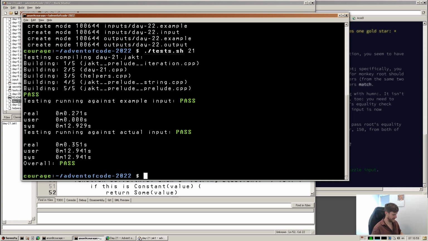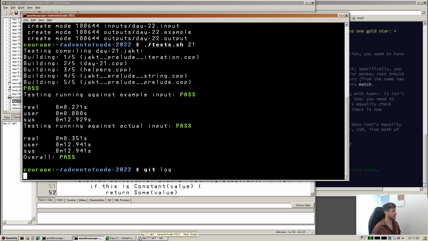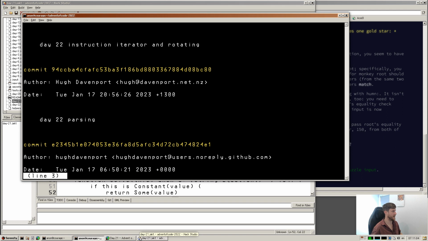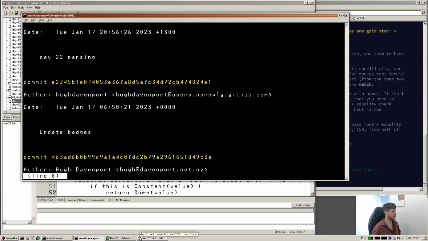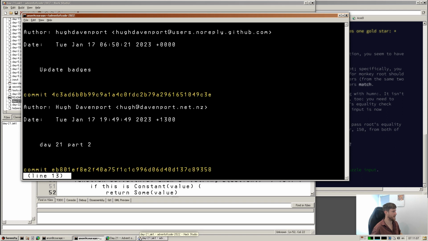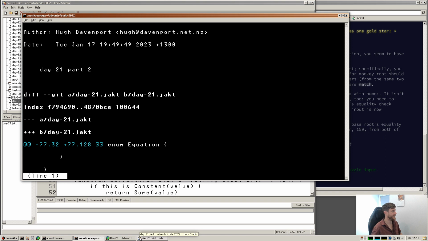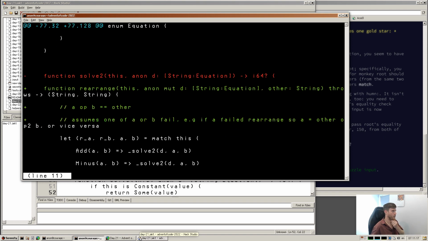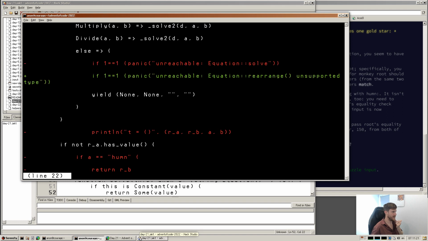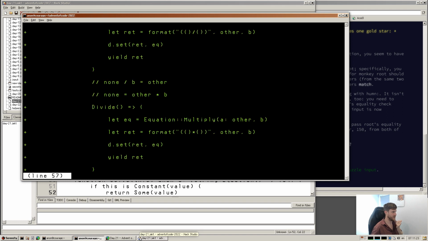so if we maybe look at the log and which one, 4C3AD, git show 4C3AD. Yeah, so this is what we did. We added a couple more functions. Well, I did, I guess.